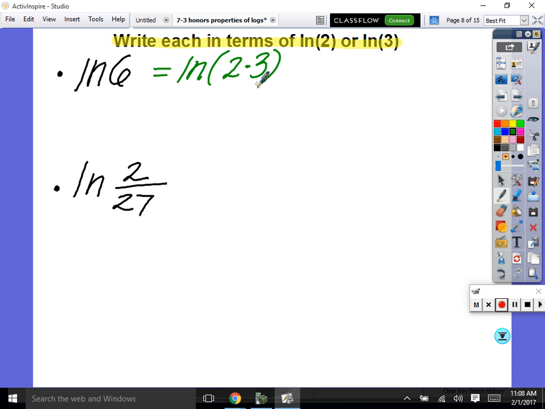When you multiply, you add. So now we can split this part into 2 ln's. ln of 2 plus ln of 3. And we're done. So we split it apart. We are using our creativity.